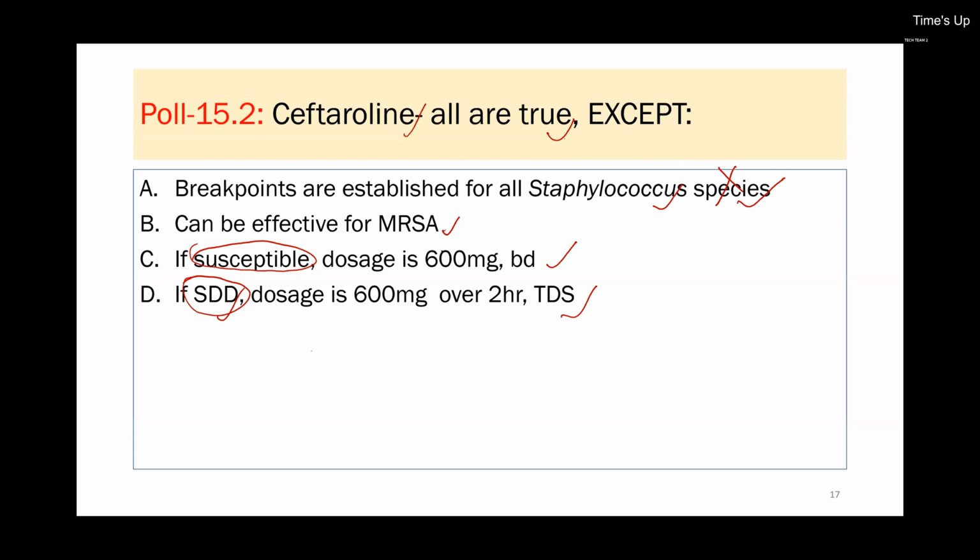This is the regimen we use. As we all know, the standard dose is 600 milligram BD. How do we work on an SDD isolate? Either you increase the dose or you increase the frequency. So we do an extended infusion. We all know beta lactams are usually time dependent. So we do an extended infusion that increases the efficacy, and we increase the doses. So by that, even an SDD can be effective.